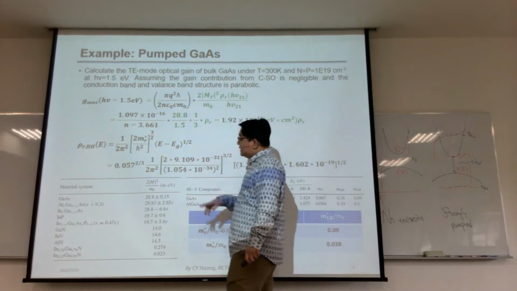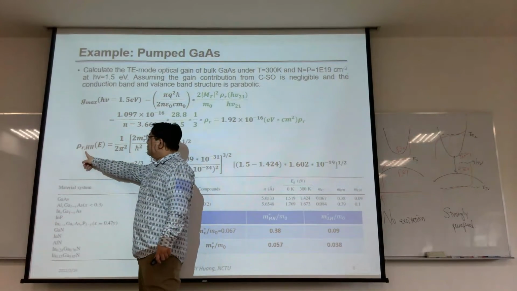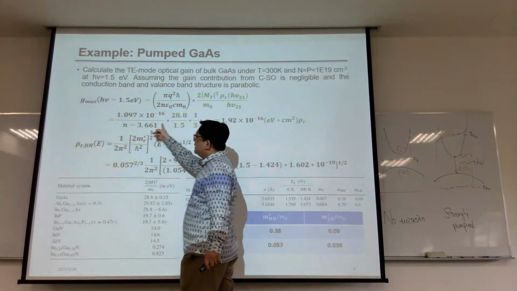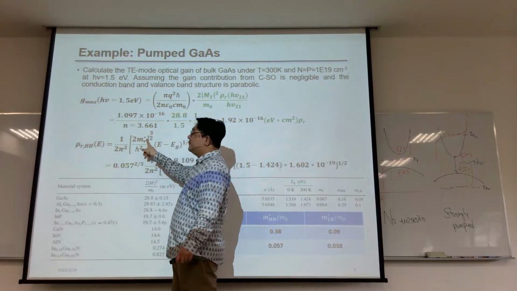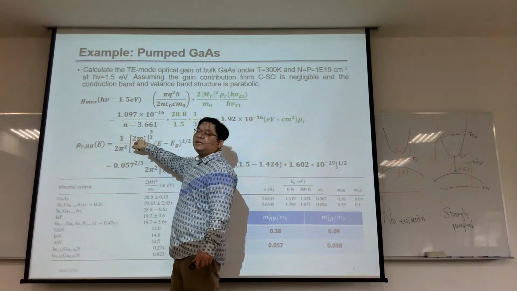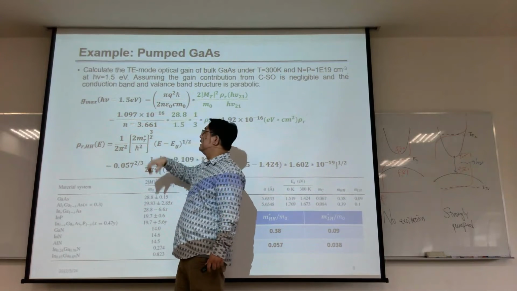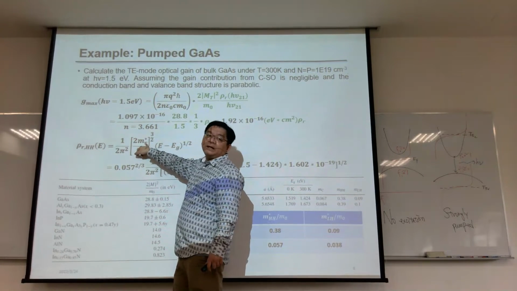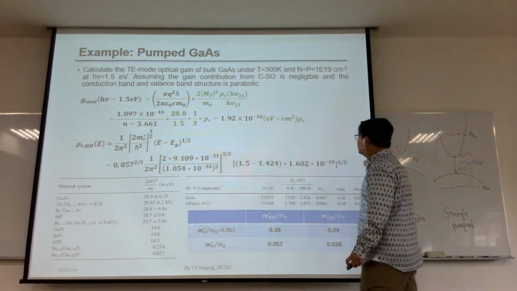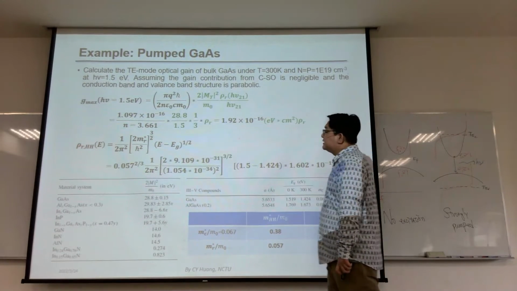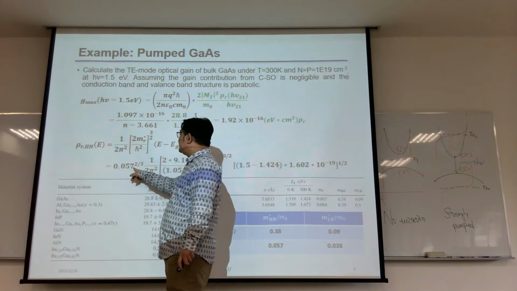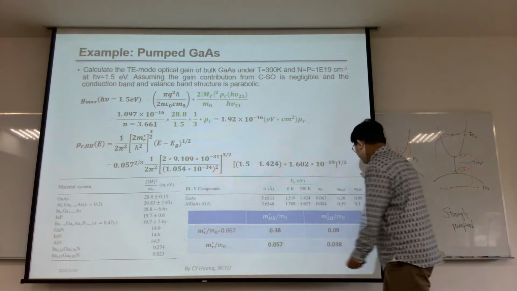Okay, so this is the reduced density of states with a heavy hole. At the bottom, if I write it down with the m_h squared, then it's the density of states of the heavy hole. But since it is a transition between the conduction band and the heavy hole, we need to replace that with the reduced density of states. And the reduced density of states here is 0.057.